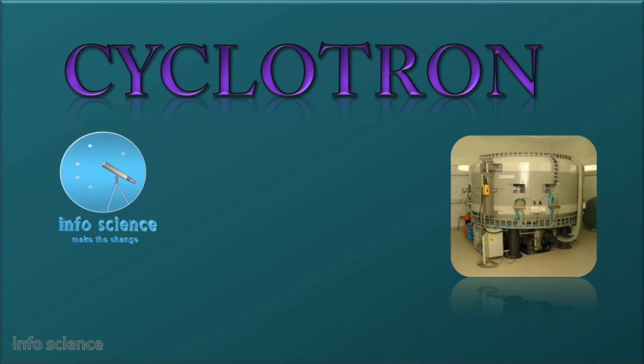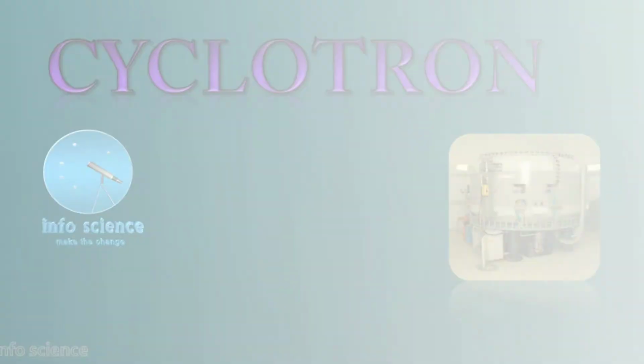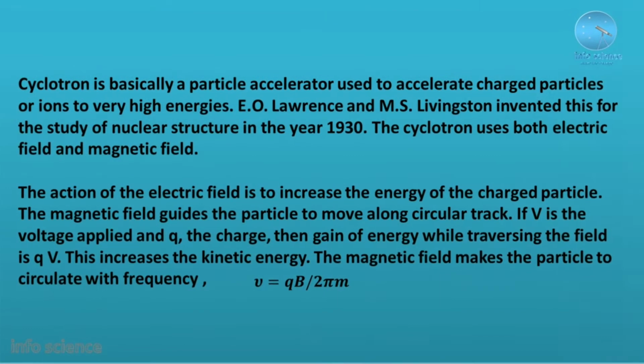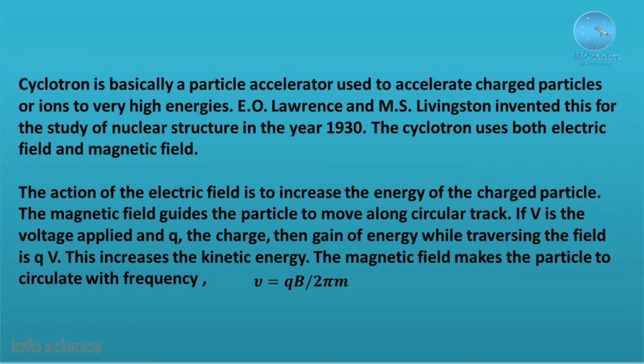Cyclotron. Cyclotron is basically a particle accelerator used to accelerate charged particles or ions to very high energies. E.O. Lawrence and M.S. Livingston invented this for the study of nuclear structure in the year 1930.